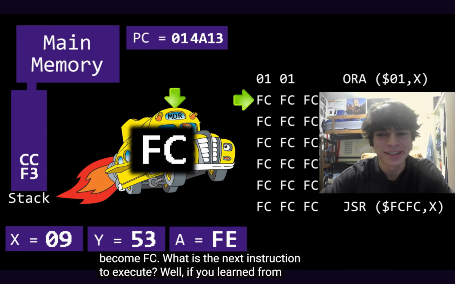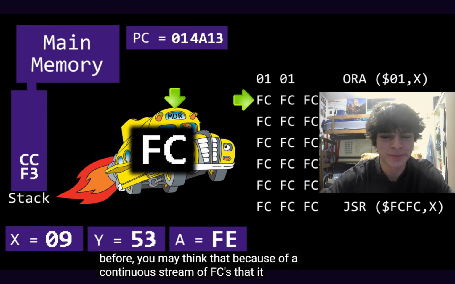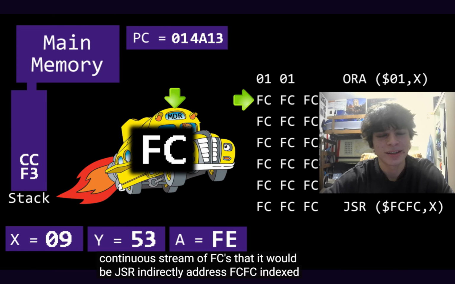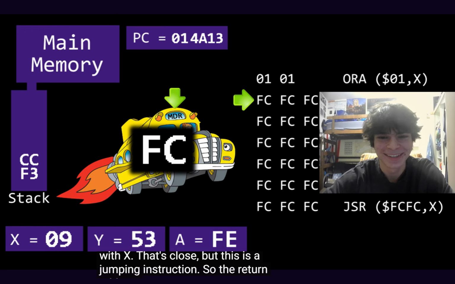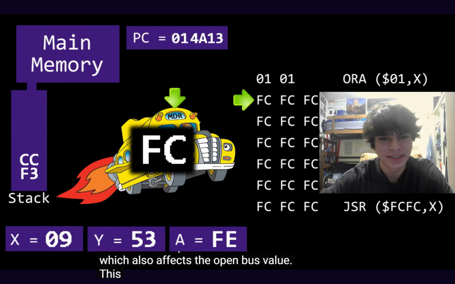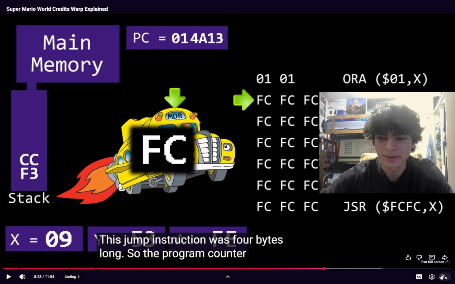That's a little weird. Well, if you learned from before, you may think that because of a continuous stream of FCs, it would be JSR indirectly at address FCFC indexed with X. That would be close, but there's no jumping instruction, so the return address will be pushed to the stack, which also affects the open bus value. This jump instruction was 4 bytes long, so the program counter gets incremented from 4A13 to 4A17.